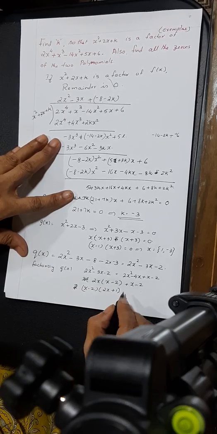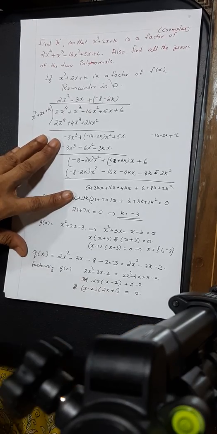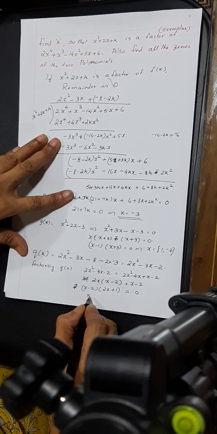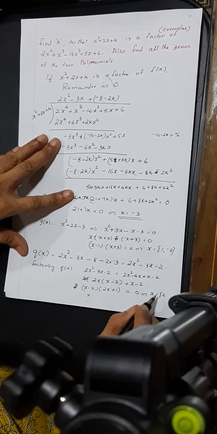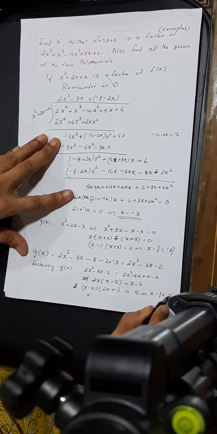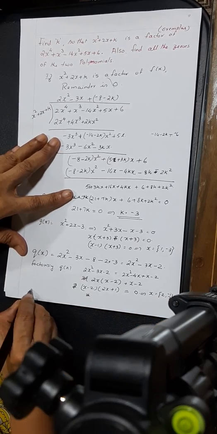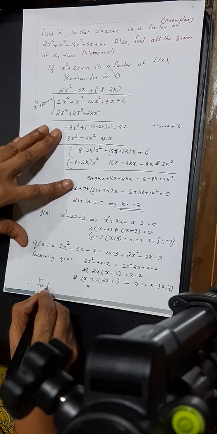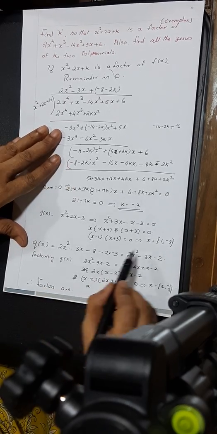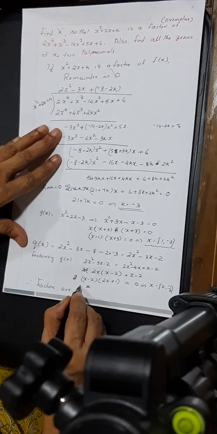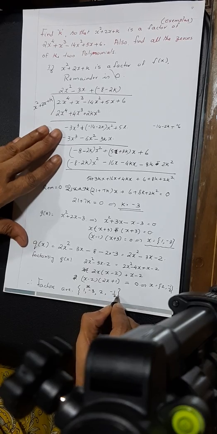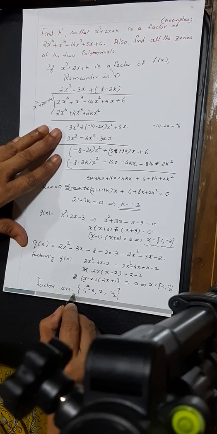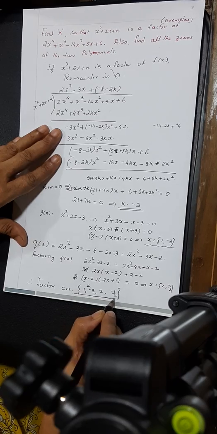So now equating it to 0 to find the roots, you get x is equal to 2, and 2x plus 1 equal to 0 means x is equal to minus 1 by 2. Therefore, the zeros are 1, minus 3, 2 and minus half. This is slightly complicated, but once you keep doing, it will become very easy.